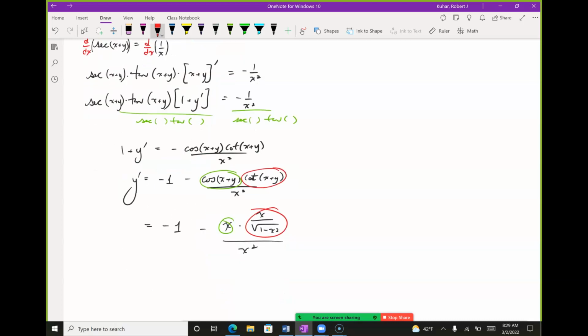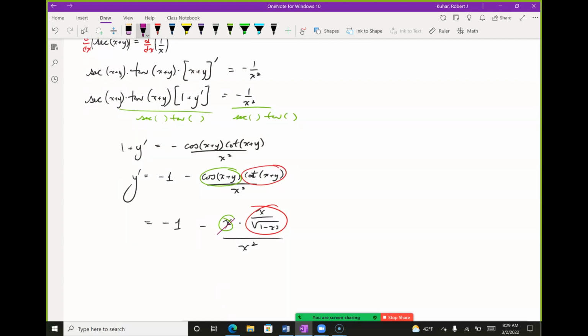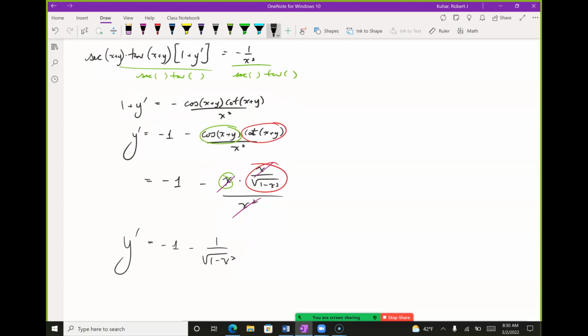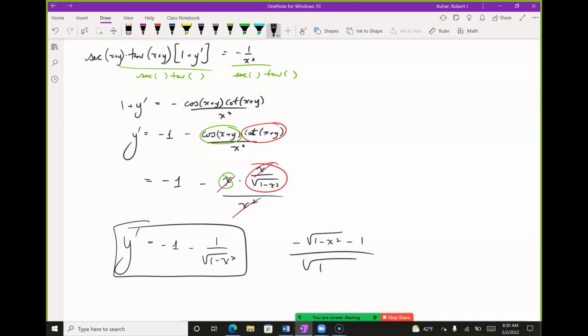Okay. Nice. So I see an x squared upstairs, right? So it looks like I got my answer. Y prime is negative 1 minus 1 over the square root of 1 minus x squared. I could create a single fraction there. In this case, it's not that important that I do it. But if I did, right, I'd get negative square root of 1 minus x squared minus 1 all over square root of 1 minus x squared.